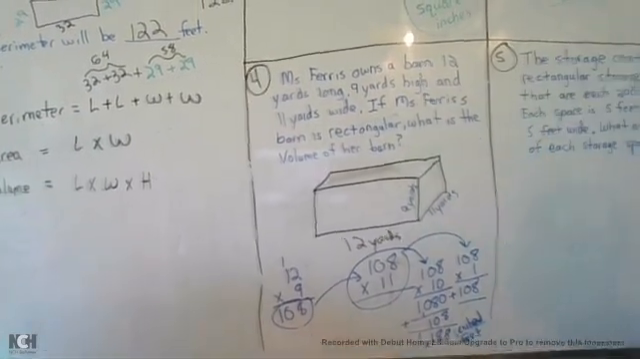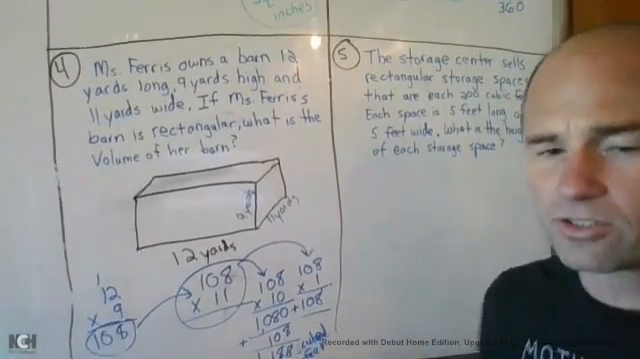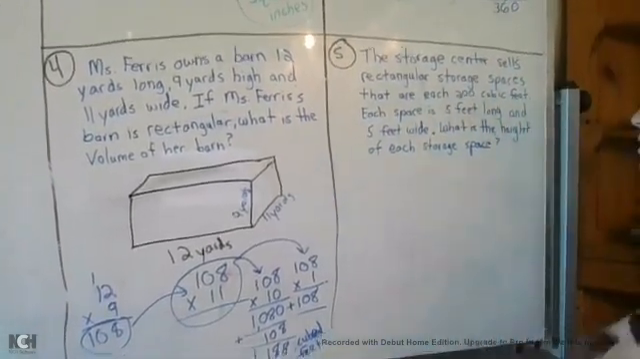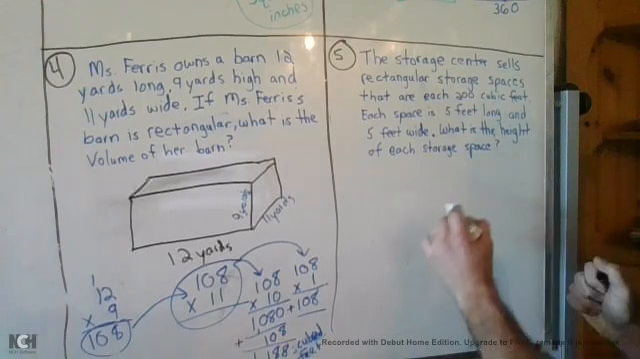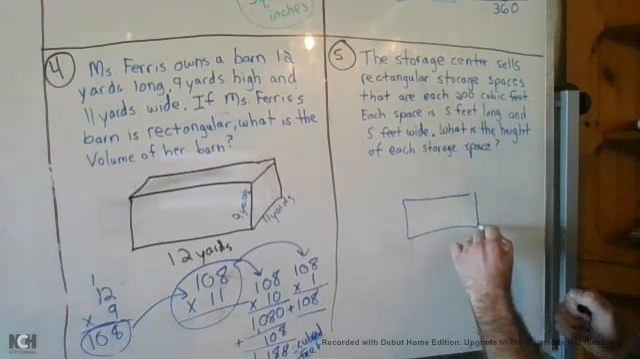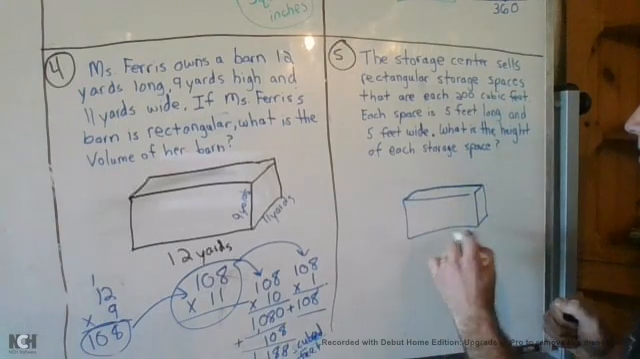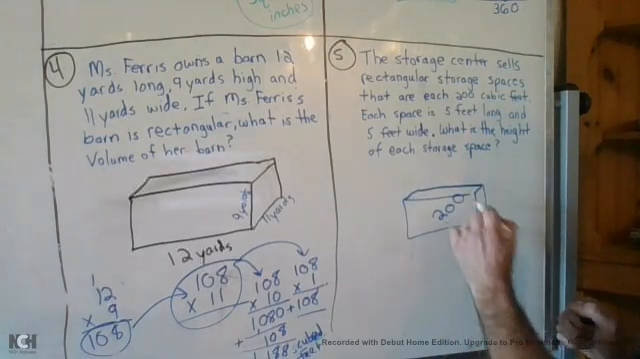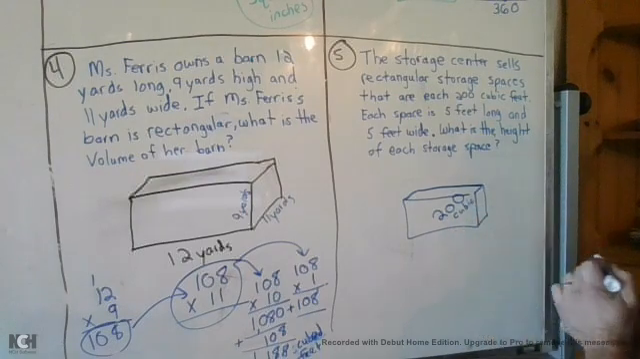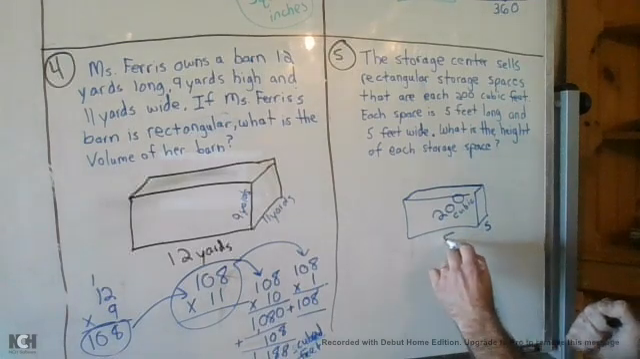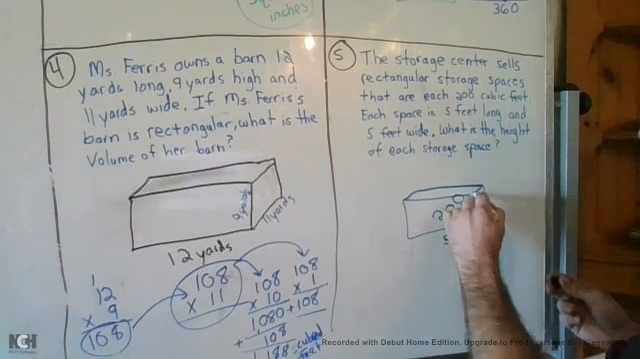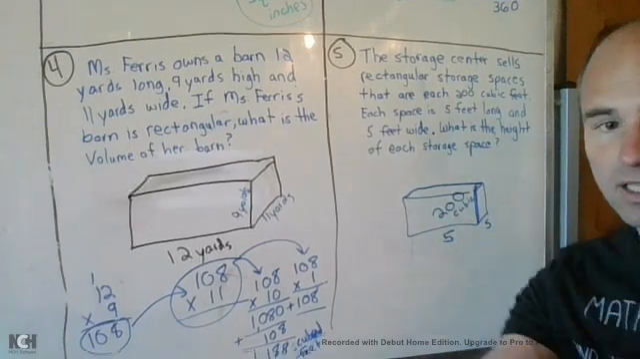All right, last problem. The storage center sells rectangular storage spaces that are each 200 cubic feet. Each space is 5 feet long and 5 feet wide. What is the height of each storage space? So the whole thing inside is 200 cubic feet. The width is 5 and the length is 5. What's the height going to be? How am I going to figure that out? Give it a shot.